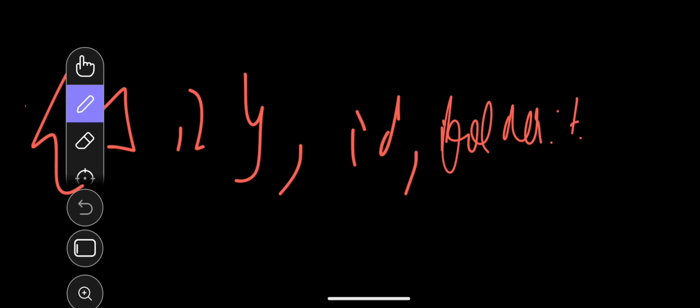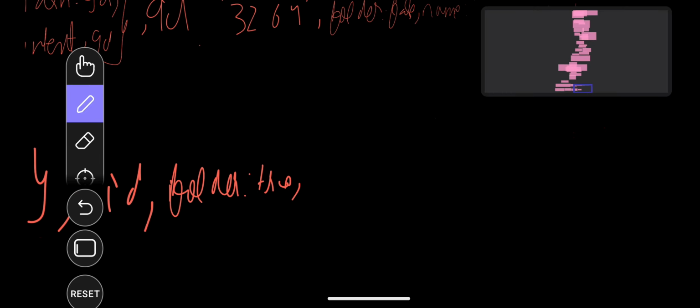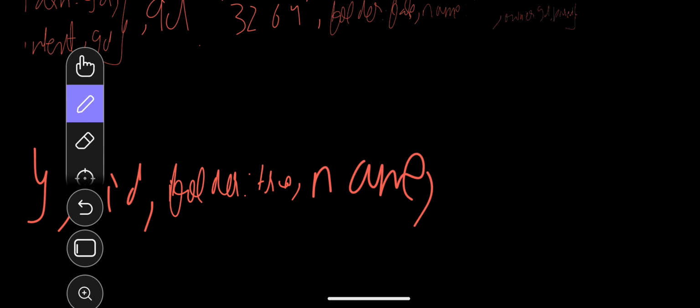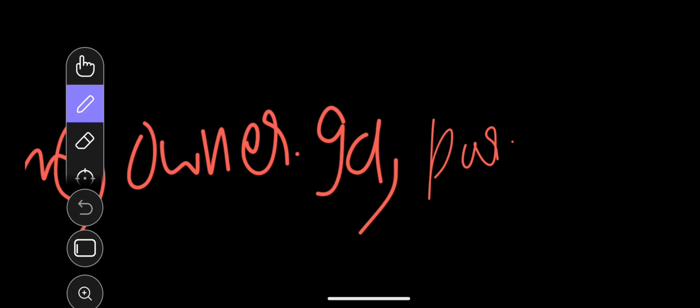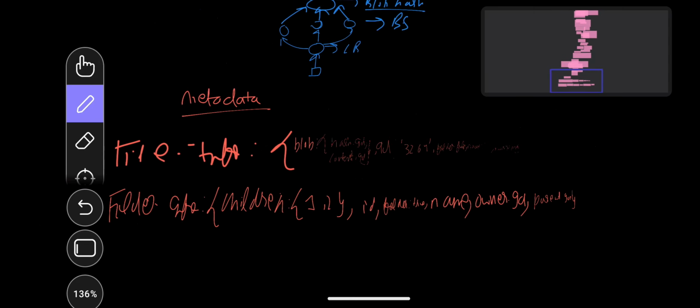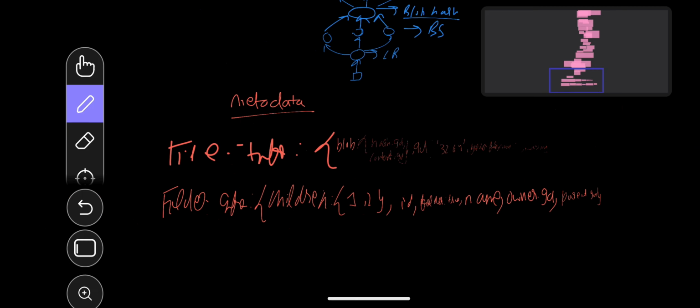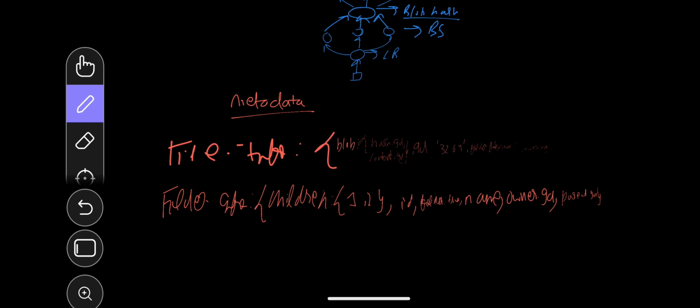Then we have the name, then we have the owner ID, then we have parent ID, right? We have parent ID. So yeah, we are good to go. We already have defined the structure of this entity, so we are done with the metadata, right?